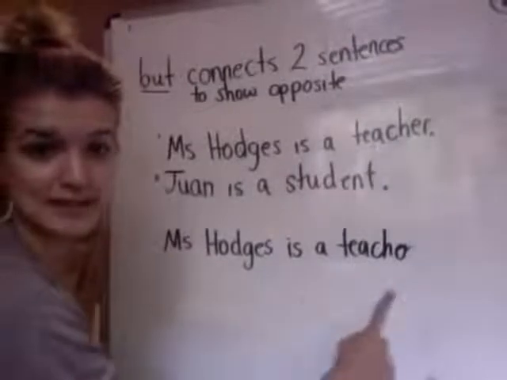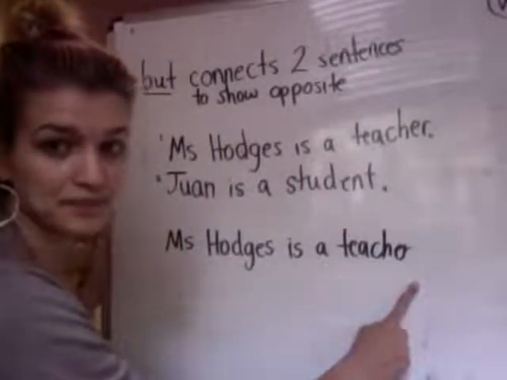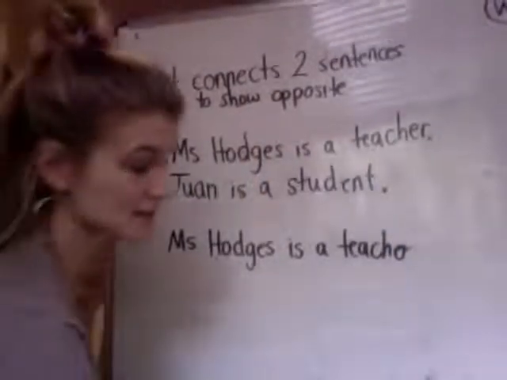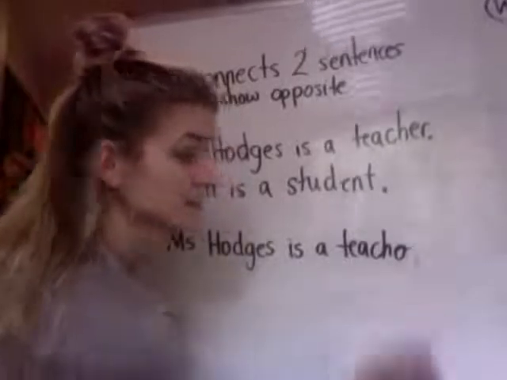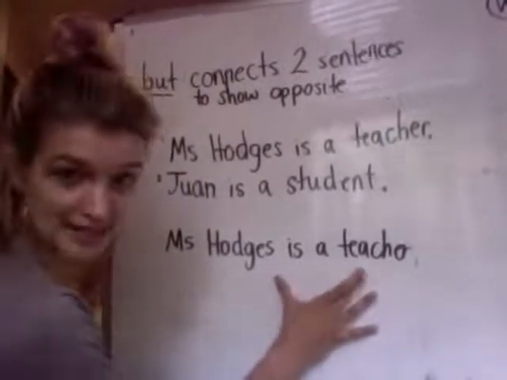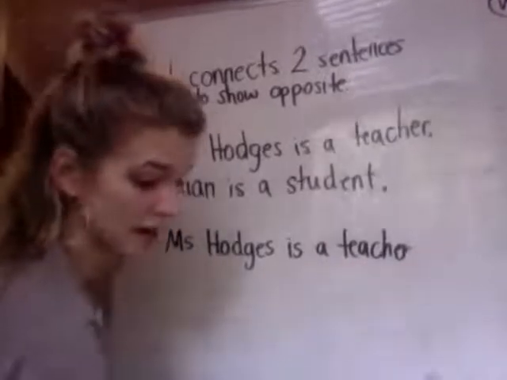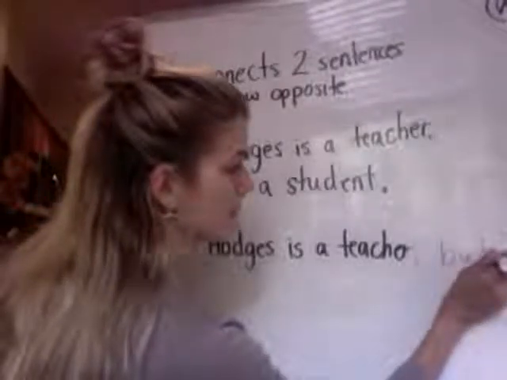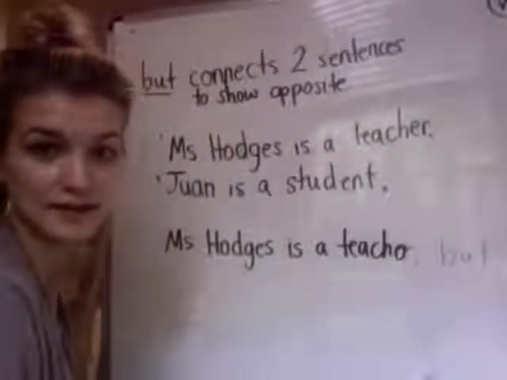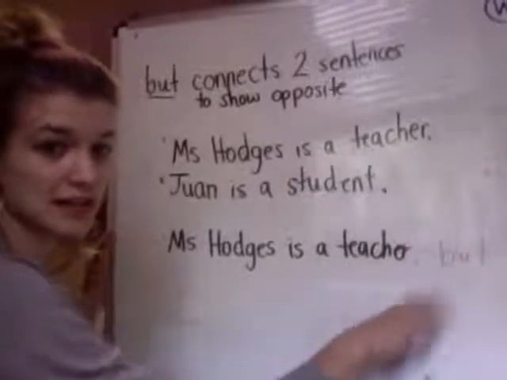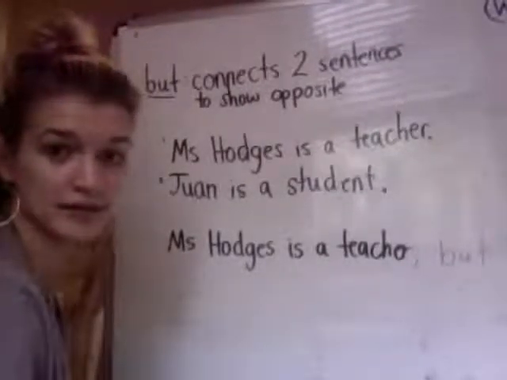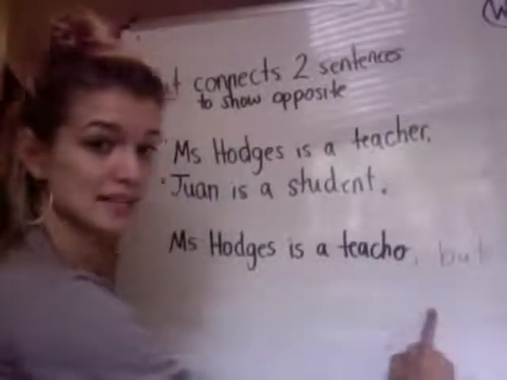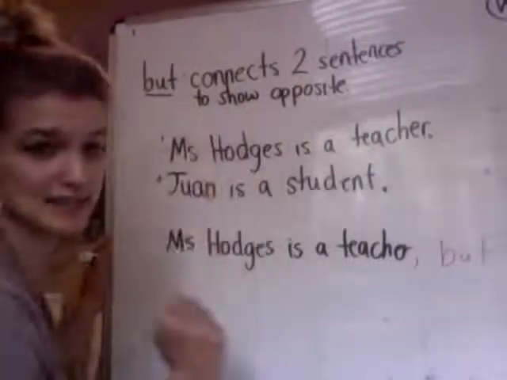I'm going to write my first sentence. Miss Hodges is a teacher. Instead of ending my sentence, I'm going to connect it by doing this. Comma, because that's my first idea. That's my first sentence. Comma, "but." No period. It's almost like you take away the period and you put a comma because we're not stopping, we're pausing. Miss Hodges is a teacher, comma, but now I need my second sentence.